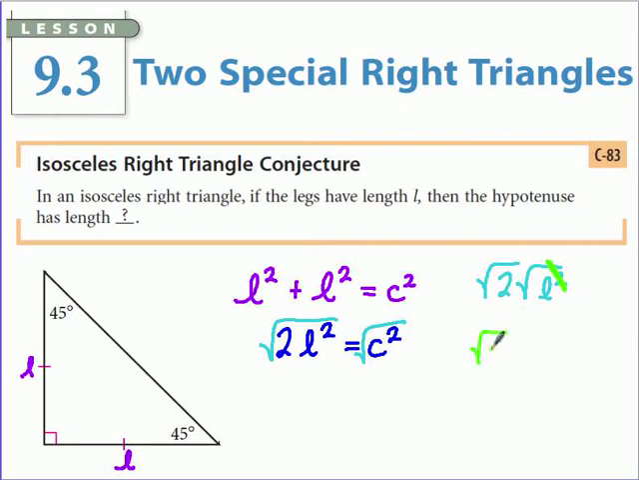So really that's going to leave me with square root of 2 times L is going to equal C. And so the hypotenuse is going to have length L times root 2. So in any 45, 45, 90 triangle, the sides are in the ratio L, L, and then L root 2.